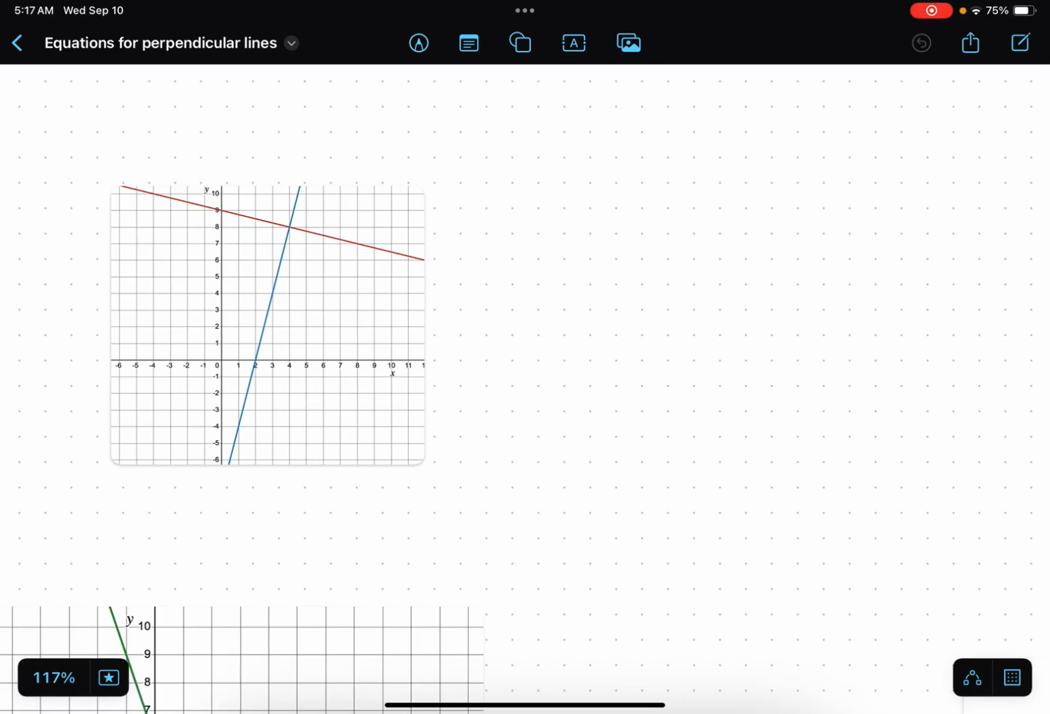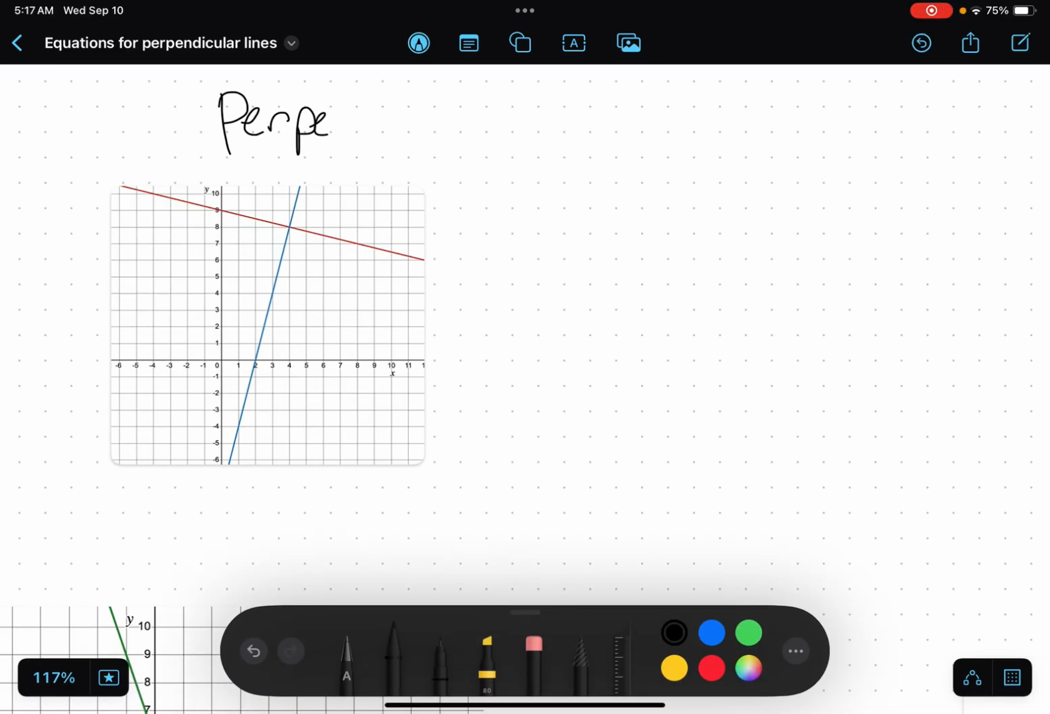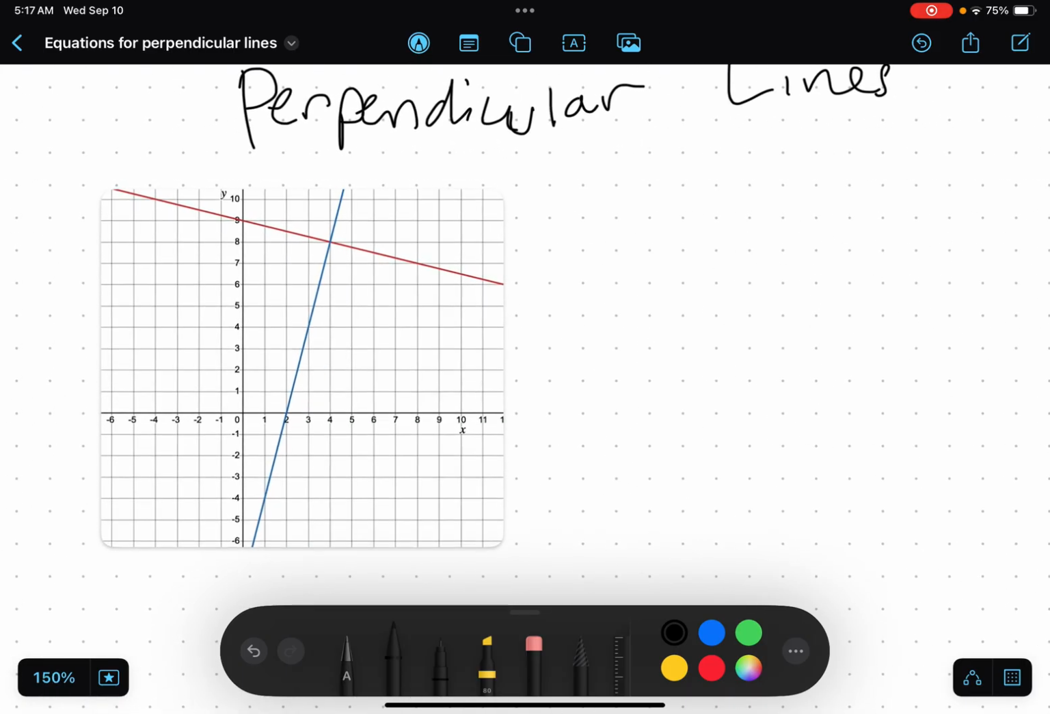Okay, so for this lesson, we're going to continue learning about perpendicular lines, but we're going to practice finding their equations without the graph. Sorry, perpendicular lines. Okay, so I just want to review the last video, but if you haven't watched the last video, make sure you go back and watch it because it will help you understand a lot of the concepts in this video. So let's remember how the slopes were.